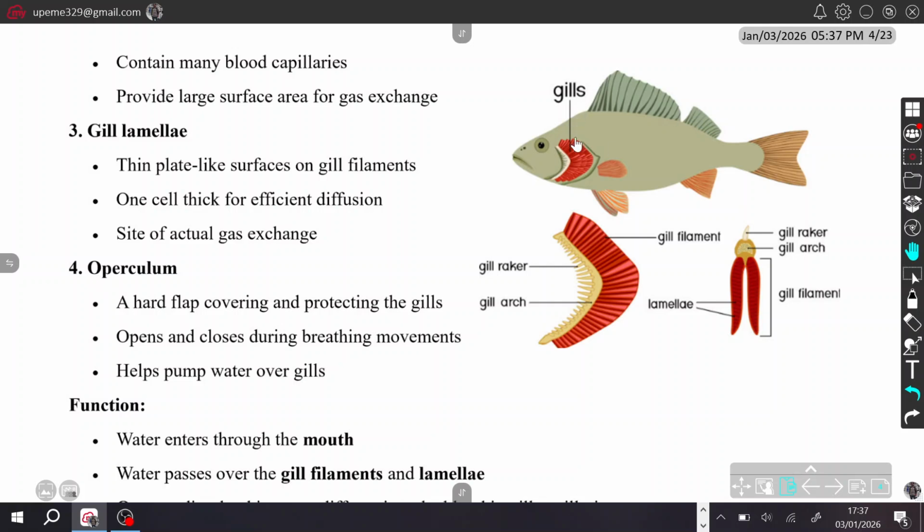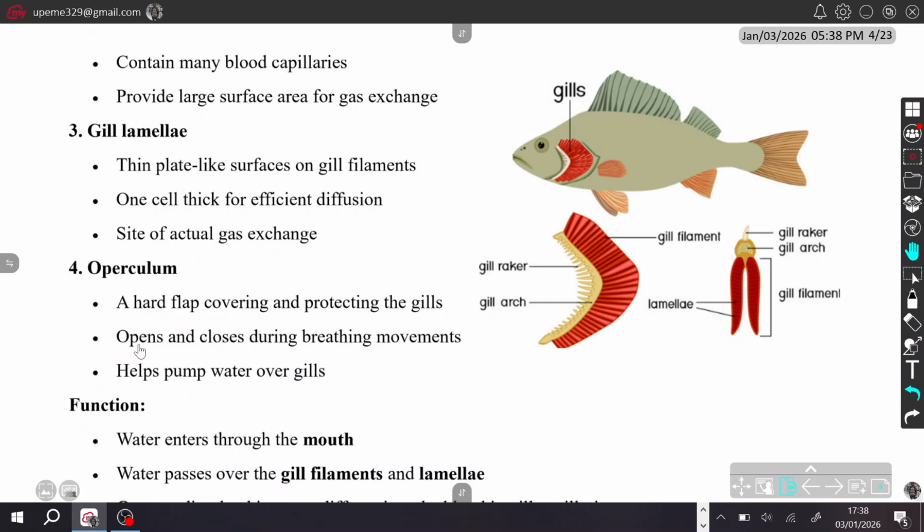Here we actually do not have it. I'm going to show you in the next diagram that we are going to look at. Like that bone which is outside here, I think it's the one which covers the gill filament. So the operculum is a hard flap covering and protecting the gills. That cover here, which covers the gills, is what we call the operculum.